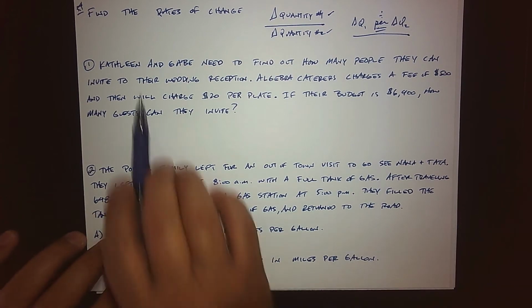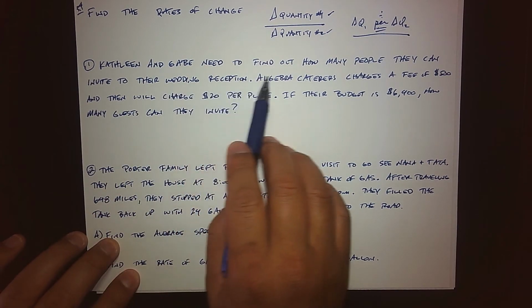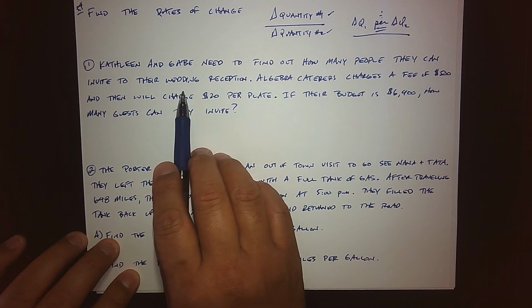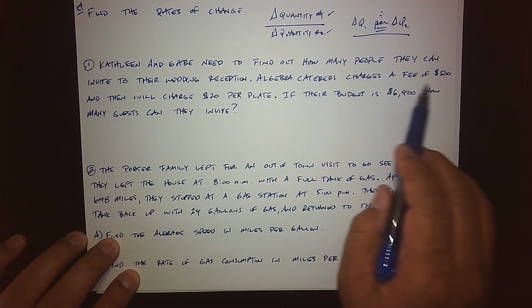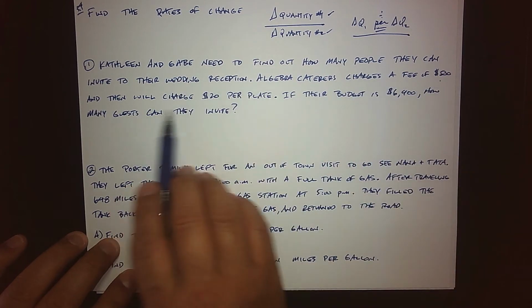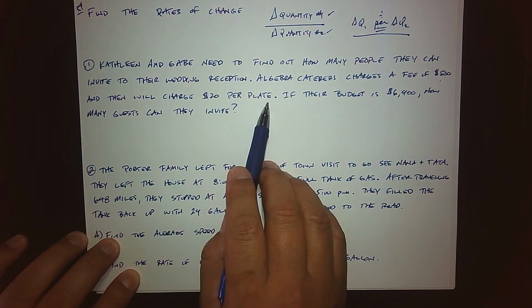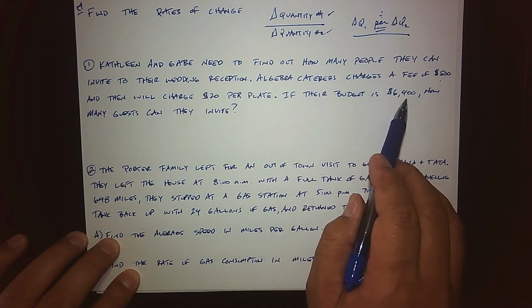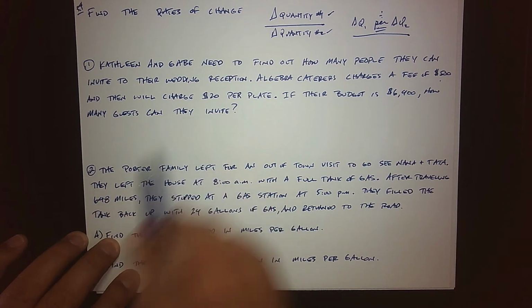So in the first one, we have Kathleen and Gabe, who need to find out how many people they can invite to their wedding reception. Algebra Caters charges a fee of $500, and then they will charge $20 per plate. If their budget is $6,400, how many guests can they invite?